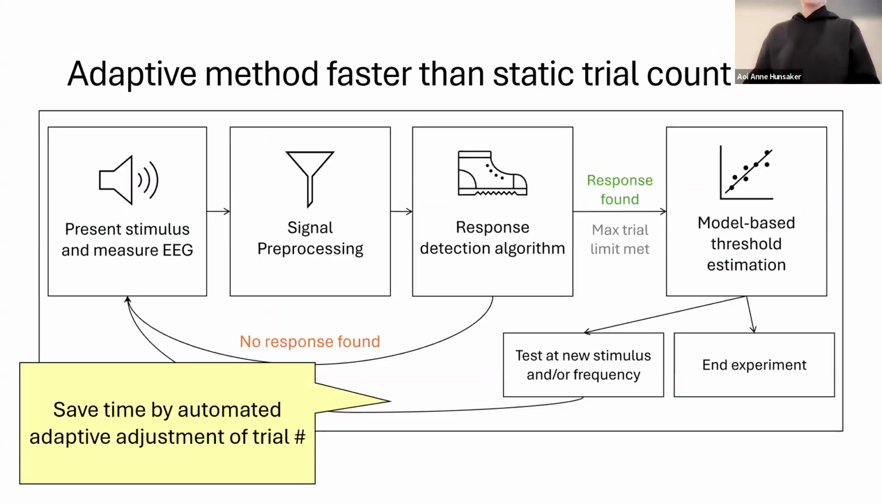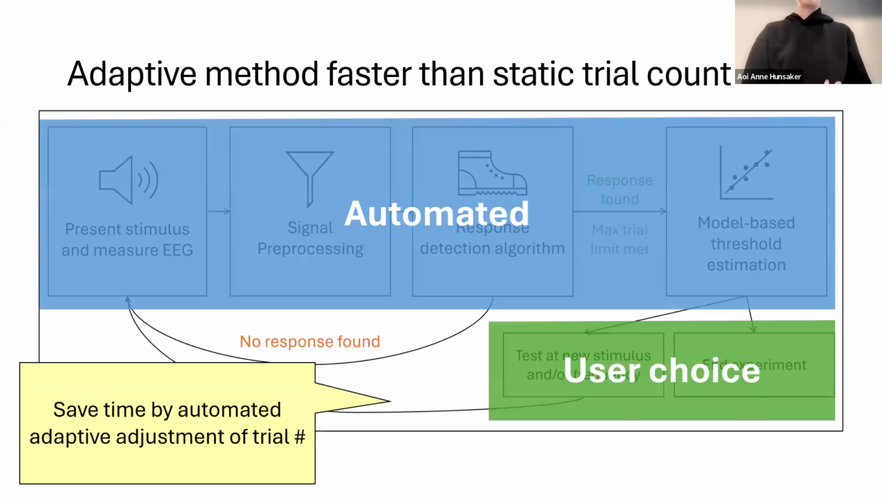So by implementing this automated 99% confidence interval criteria in the response detection algorithm, we can achieve adaptive presentation of trials in the experiment online. And compared to a static trial count, this method saves a lot of time and automates much of the test process.